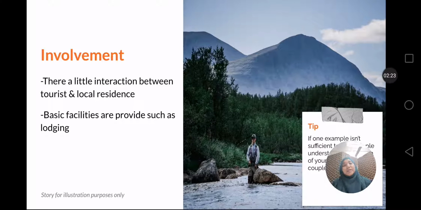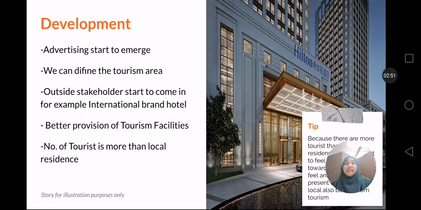And then the next one is involvement stage. Why it called involvement? Because at this stage there are interaction between tourists and local residents, and so because of this interaction, the local resident may offer to provide homestay or lodging for tourists. And the third part is development.